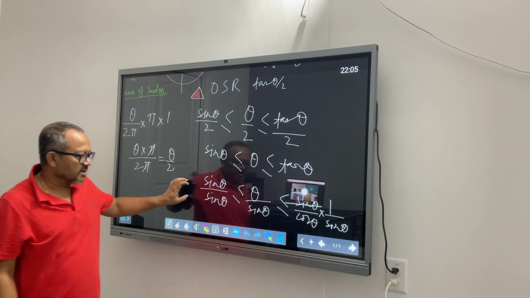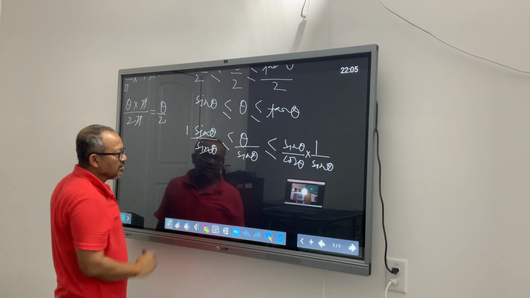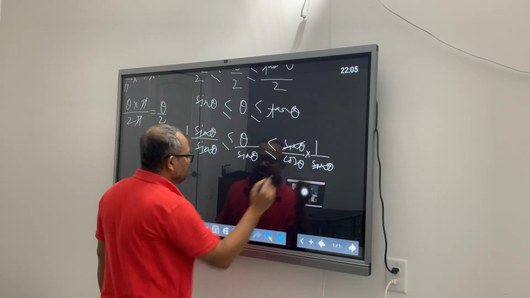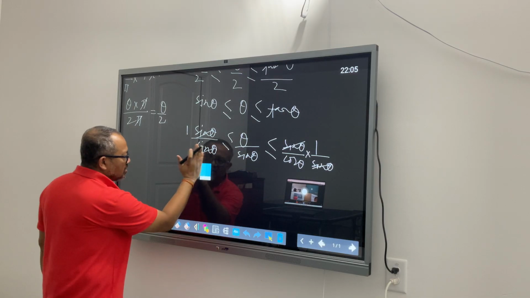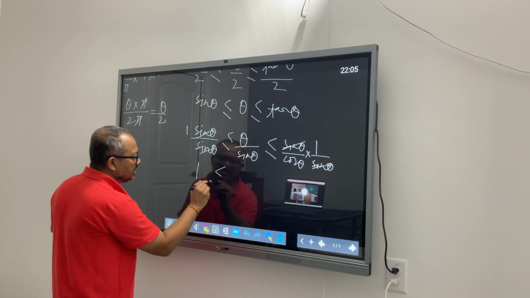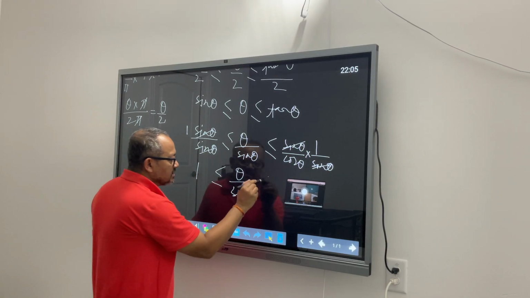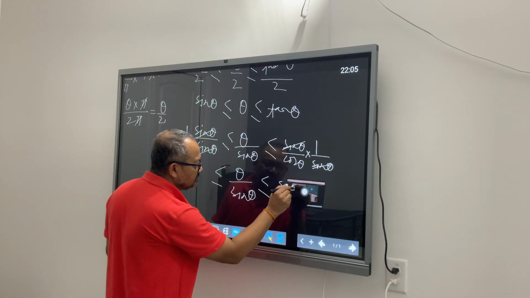So now the fun time has begun. This gave you a value of 1. This is theta over sin theta, and this one became this. So this function became 1 over what? Sorry. 1 is less than or equal to theta by sin of theta is less than or equal to 1 by cos theta, or sec theta, whatever you want to call it.